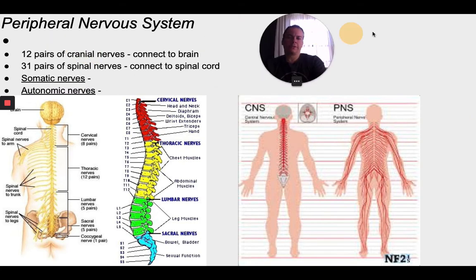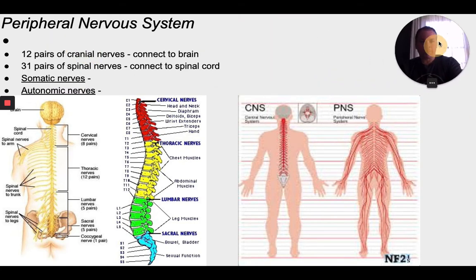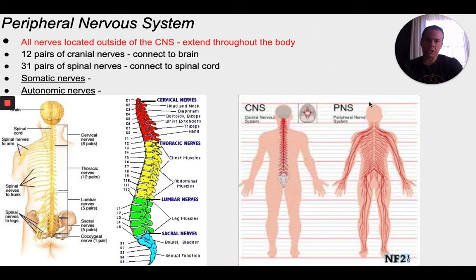The peripheral nervous system is the second part of the human nervous system. So the brain and spinal cord are the central nervous system. Connected to the central nervous system is the peripheral nervous system, which we can see in this diagram here. This is the central nervous system, the brain and spinal cord. And then branching out, traveling throughout the body, is the rest, the peripheral nervous system. So any nerves located outside of the central nervous system make up the peripheral nervous system.